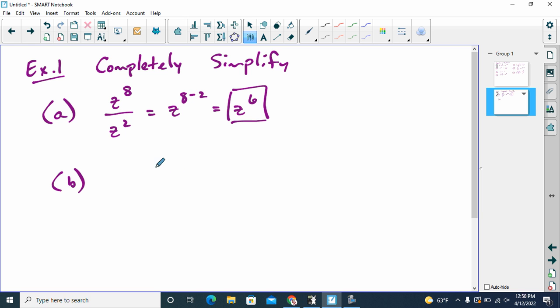Part B, again, completely simplify. Y to the 11th divided by y. We're dividing, so we should subtract exponents. So we're going to do y to the 11 minus 1. If there's not an exponent written, it's understood to be a 1. So we have y to the 10th.